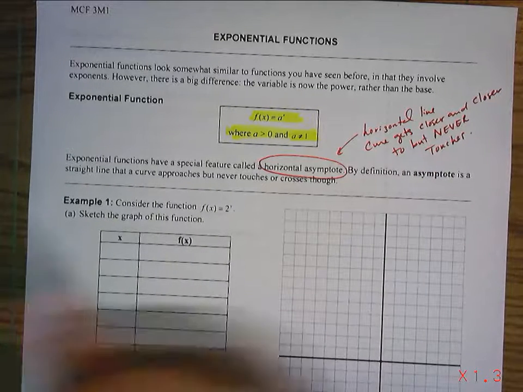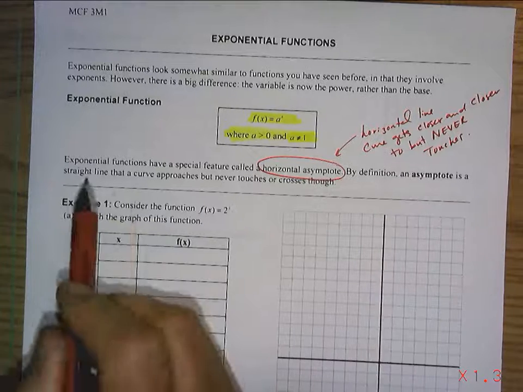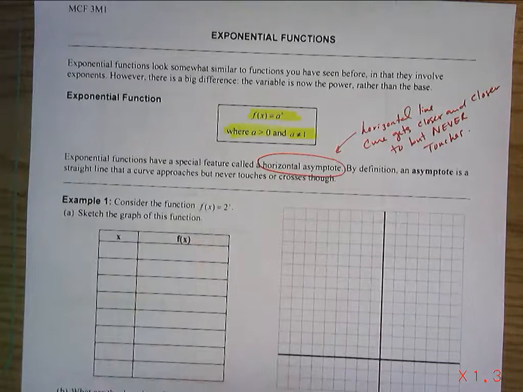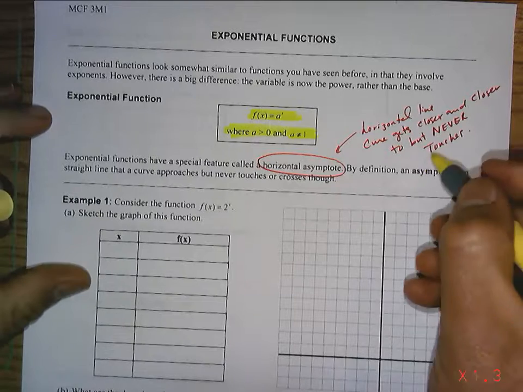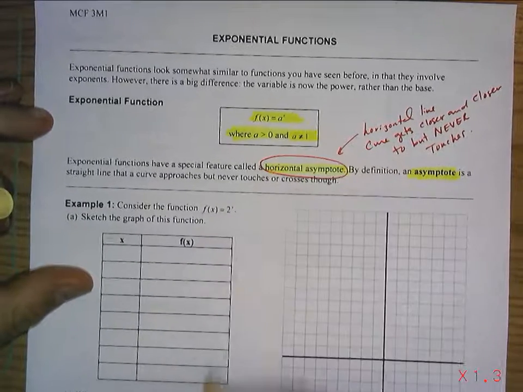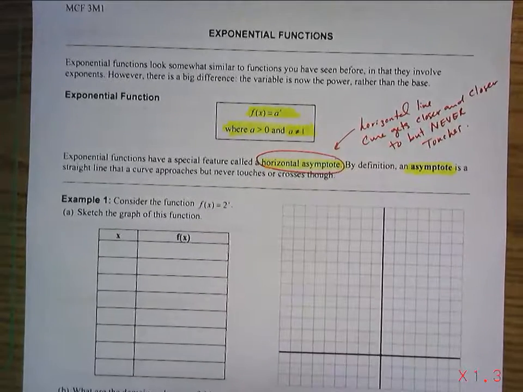So by definition, an asymptote is a straight line that a curve approaches but never touches or crosses. That's going to be a new concept for us today. And the word is asymptote. We're going to be talking about horizontal asymptotes. So, recap, we're talking about exponential functions.